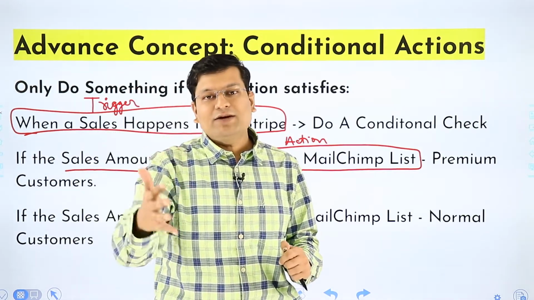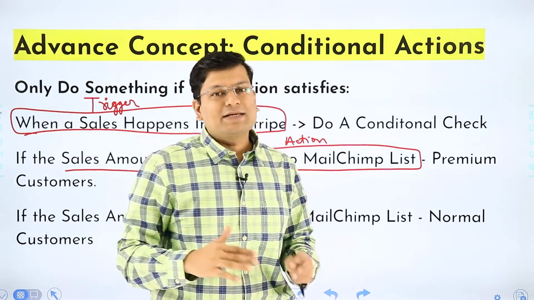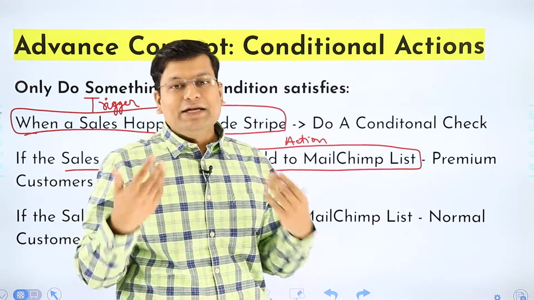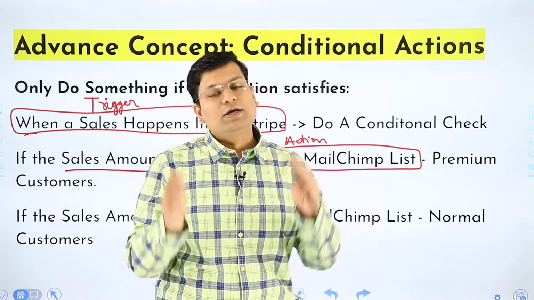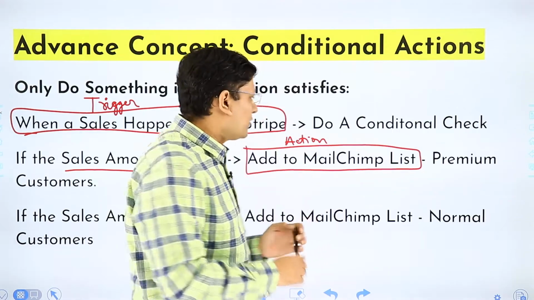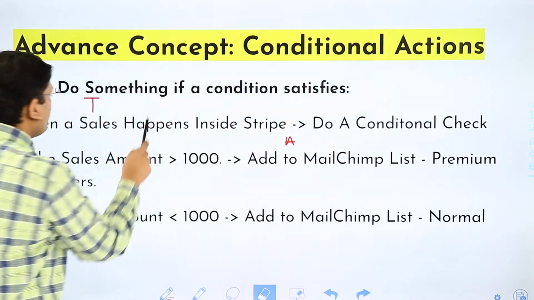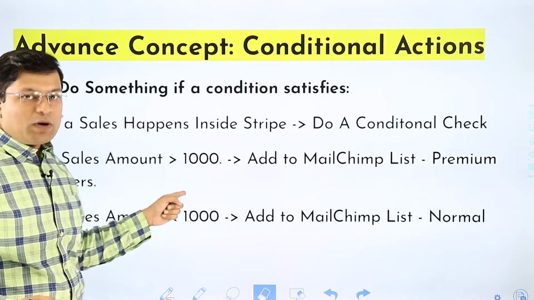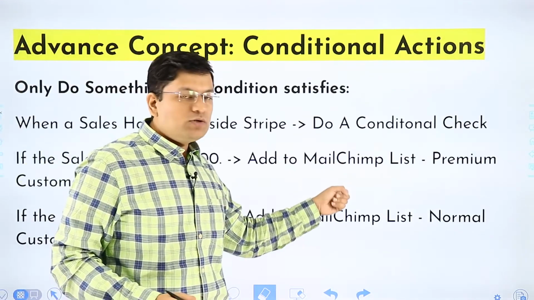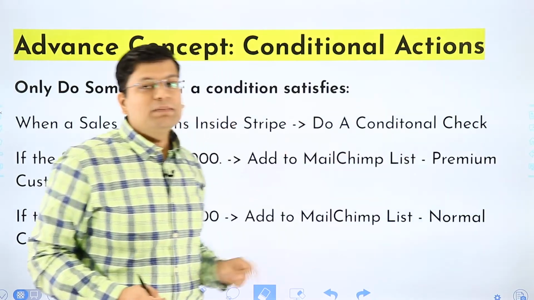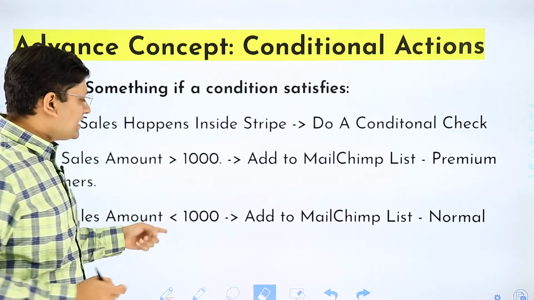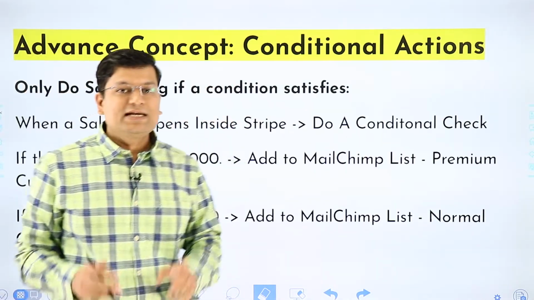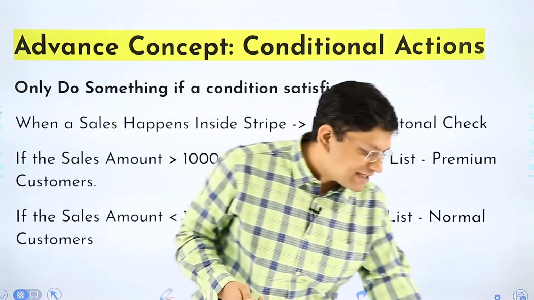Once you understand those concepts, see, the software part is something that can always happen. I will tell you how to use the software, but if you understand the introduction and the core fundamentals of the software, you can pretty much do anything that you want. Okay, so I believe you must have understood what is trigger, what is action, and what is the conditional check. The conditional check is that if the amount is greater than 1000, add the person to the MailChimp list, but add him to the premium customer list. Again, if the sales amount is less than 1000, add him to the MailChimp list, but add him to the normal customers list. I believe you must have understood what the conditional check is now.